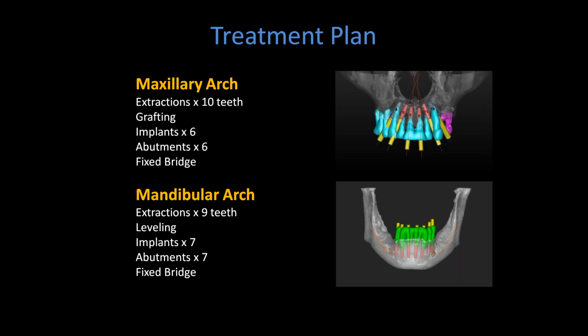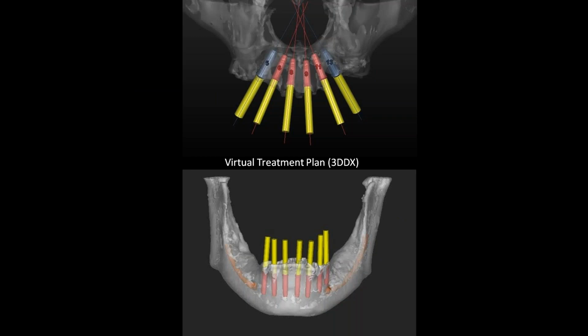After reviewing the different payment options, the patient decided to go with Lending Club to help make this more affordable. We decided that we were going to extract all the remaining teeth, level the bone, graft these areas, and the same day place our engaged dental implants with temporary abutments and then place a fixed bridge. This is what our goal was.